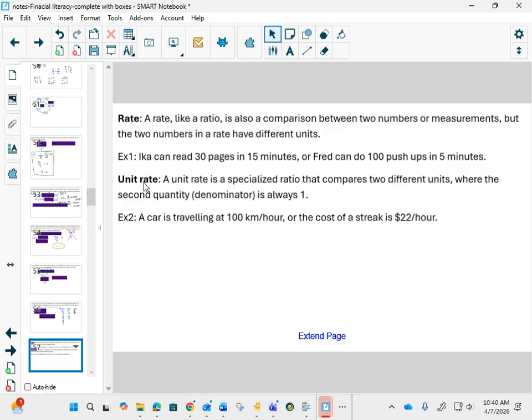A car is traveling at 100 kilometers per hour. The second unit, 100 kilometers per 1 hour, the second unit is 1. The cost of something is $22 an hour. This makes more sense to me if I take out an R: the cost of a steak is $22 a kilogram.